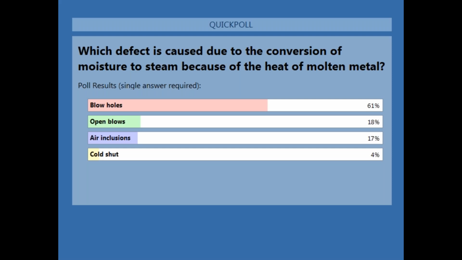Okay, sir, the answer is blowhole. The defect happens due to the entrapment of gas or vapor, and it gives some impression on the product surface, like holes and pores. So this is the blowhole. This is the right answer. So 61% have gone with the right answer.